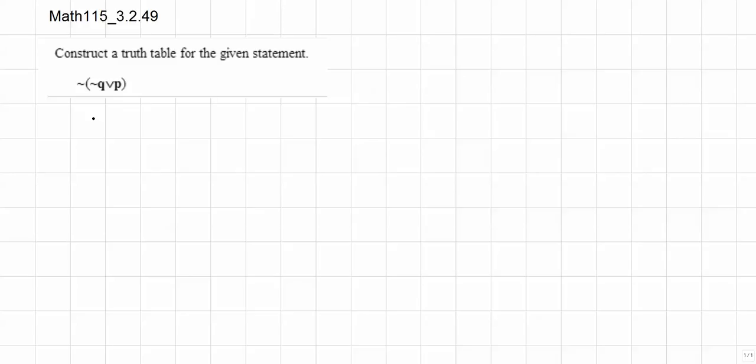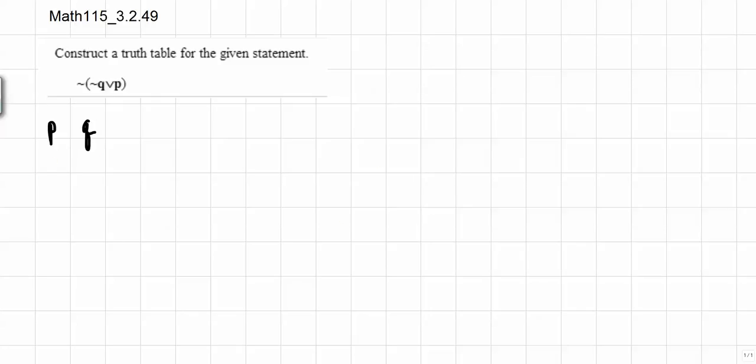Alright, we're going to construct a truth table for the given statement, not the quantity, not Q or P. So the first thing that we need to do is go ahead and start out with two columns, one for P and then one for Q, and establish the truth identities for each one of those.